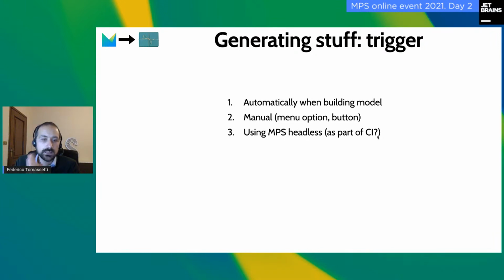For example, in some projects we use the manual approach. We create a new action that we add in some menu, or we add a button in the editor, and the user can click on it manually to trigger the generation. Why is this useful? This is useful when your generation is expensive. If your generation takes 3 seconds, it's okay to run it all the time. If it takes 3 minutes or 15 minutes, because maybe it combines some external information or it's very complex, you don't want that to happen all the time because you mindlessly click on the make button.